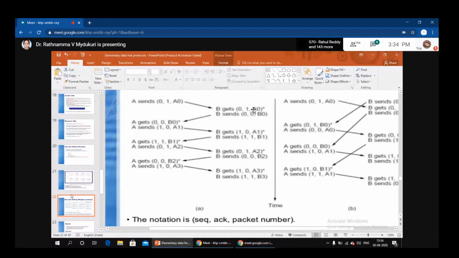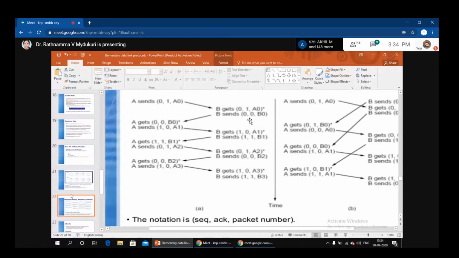If B gets this, what will B do? B is sending one more data packet to A. So this is 0, because it is the 0th packet sent from the receiver. Now B, so 0. And what is this?